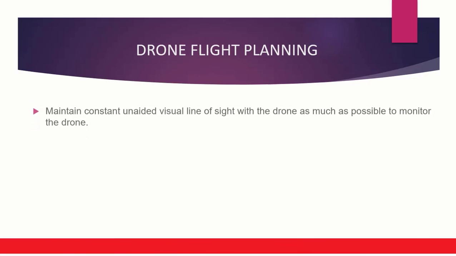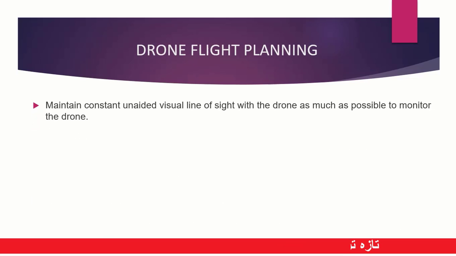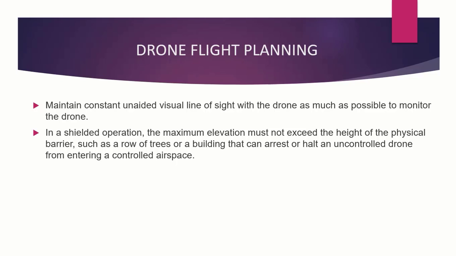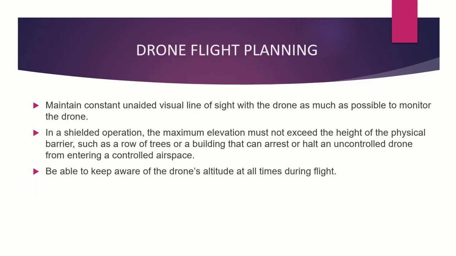Maintain constant unaided visual line of sight with the drone as much as possible to monitor the drone. In a shielded operation, the maximum elevation must not exceed the height of the physical barrier, such as a row of trees or a building, that can arrest or halt an uncontrolled drone from entering controlled airspace. Be able to keep aware of the drone's altitude at all times during flight.